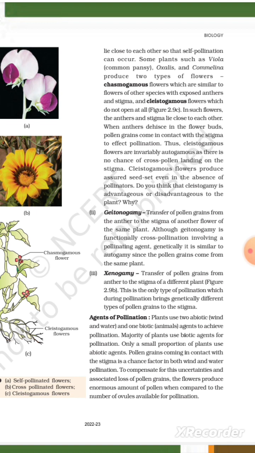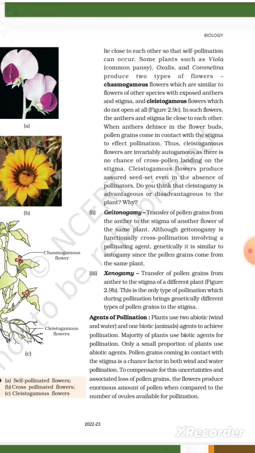When anthers dehisce in the flower bud, pollen grains come in contact with the stigma to effect pollination. Thus, cleistogamous flowers are invariably autogamous as there is no chance of cross-pollen landing on the stigma. Cleistogamous flowers produce assured seed set even in the absence of pollinators. Do you think that cleistogamy is advantageous or disadvantageous to the plant? Why?